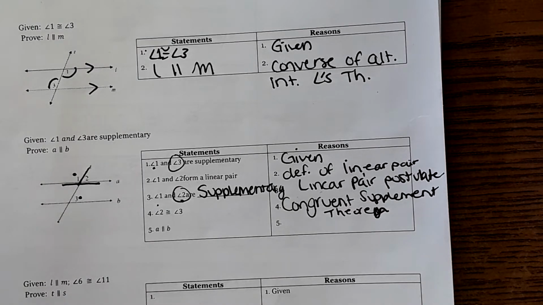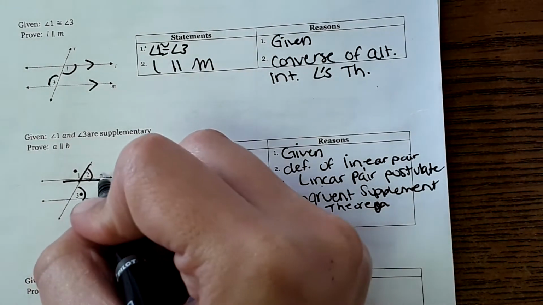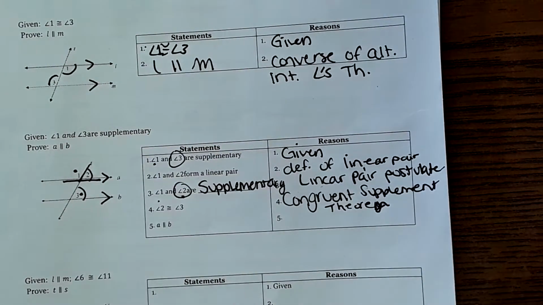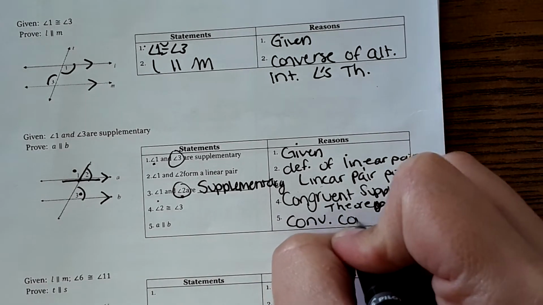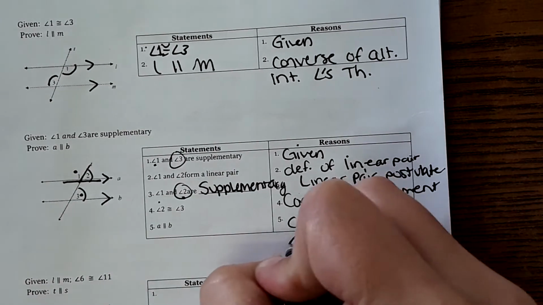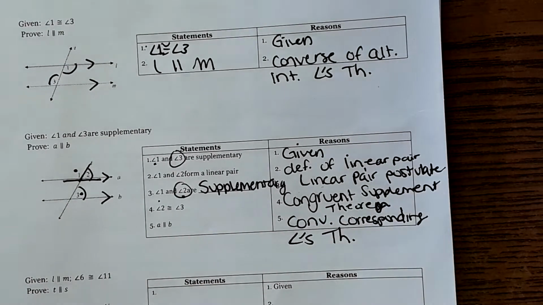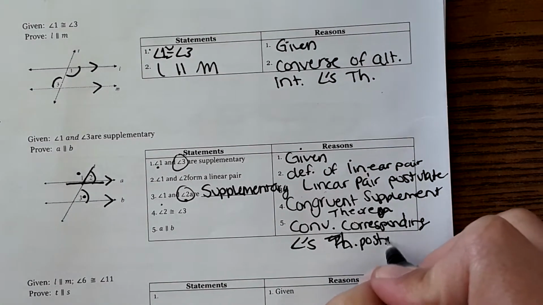And then, last but not least, we're going from, okay, so 2 and 3 are equal. That means that line A and B are parallel. So, and that would be the converse of corresponding angles theorem. Or wait, not theorem, it's a postulate. Same thing, but yeah, postulate.